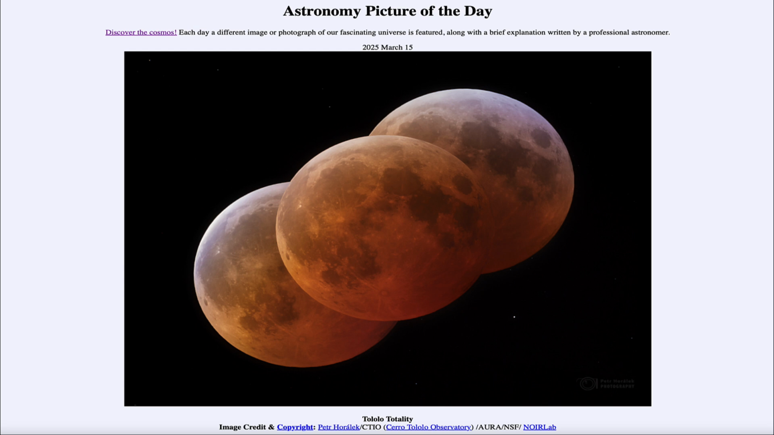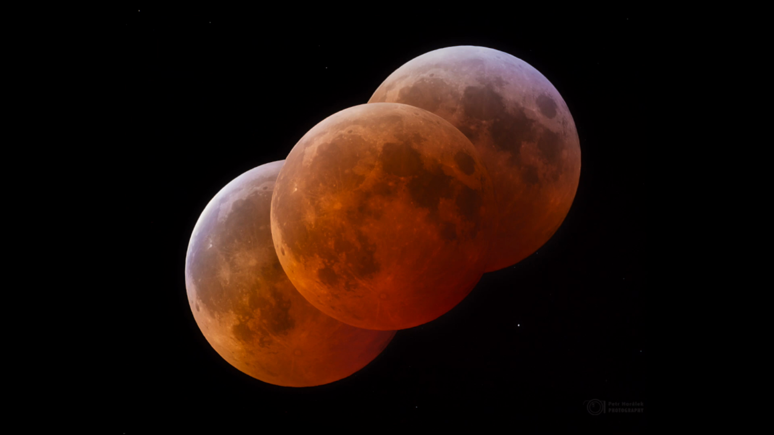Today's picture for March 15th of 2025 is titled Tololo Totality. So what do we see here? Well, here we see the image of the moon taken yesterday on Pi Day, or March the 14th. And that is when the moon is exactly opposite to the sun in the sky. 180 degrees, or pi, 3.14 radians away from the sun.